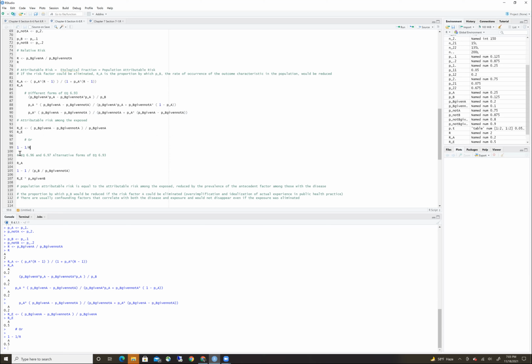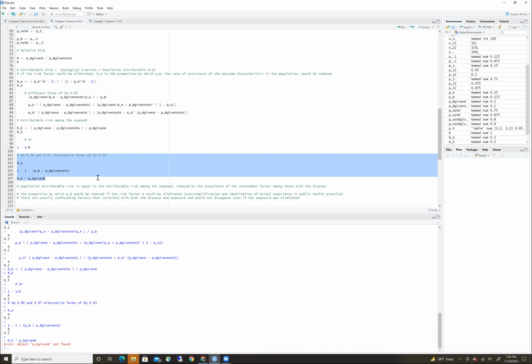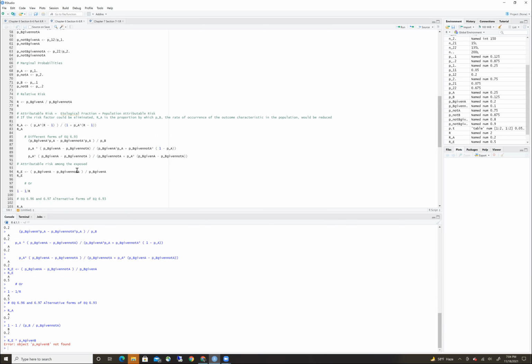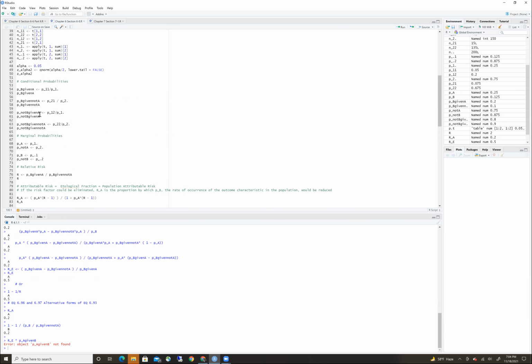Alternative forms of equation 6.93 are given in equation 6.96. Here they are. P of A given B is not defined. Let's make sure that we've defined everything.